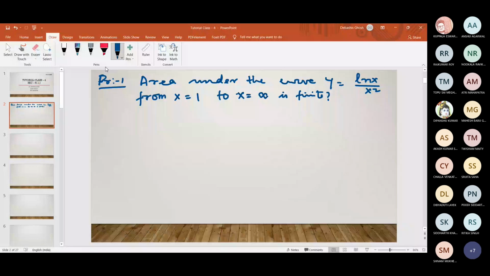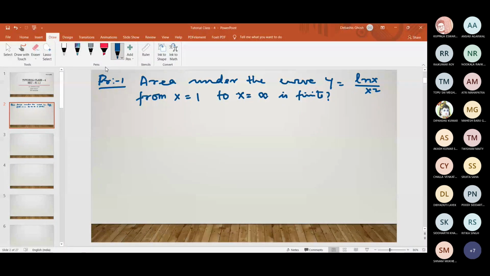Whenever we are going to evaluate this problem, we transform the integration to the definite integral, and then we take the limit as the definite integral limit tends to infinity. So this one, if we come to that integration, it will look like the integration 1 to infinity f(x) dx, that is ln x by x square dx.